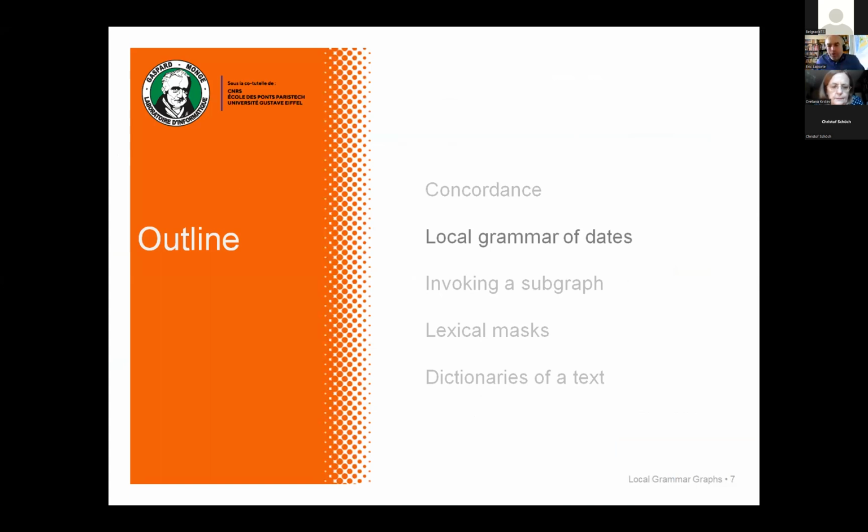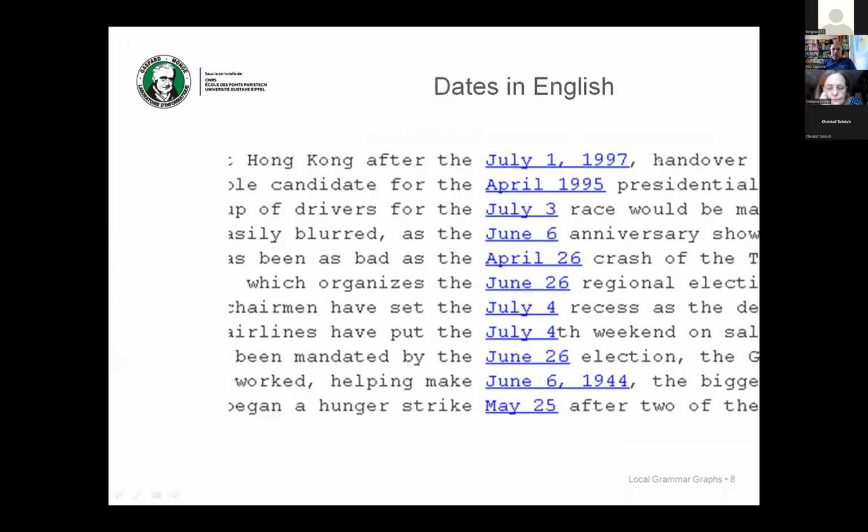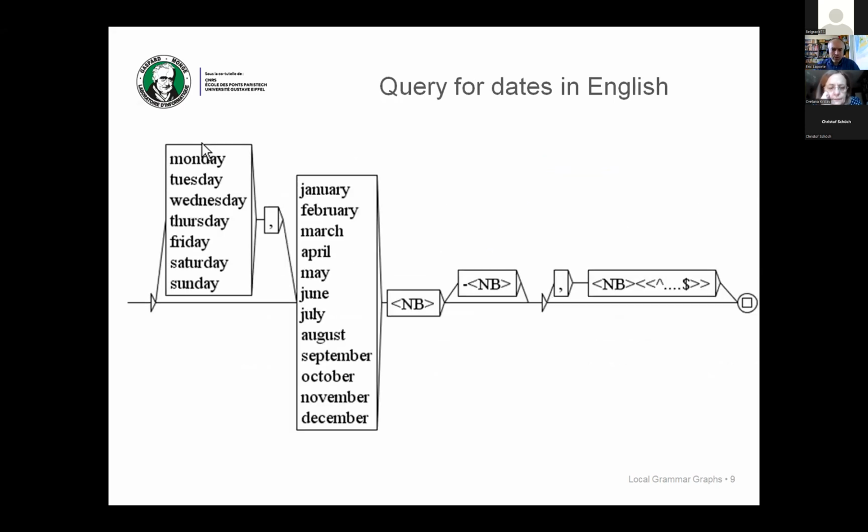Now the next step is to make graphs, to obtain this style of concordance where the targets are expressions with at the same time diversity and a sequence of words. How do we do that?